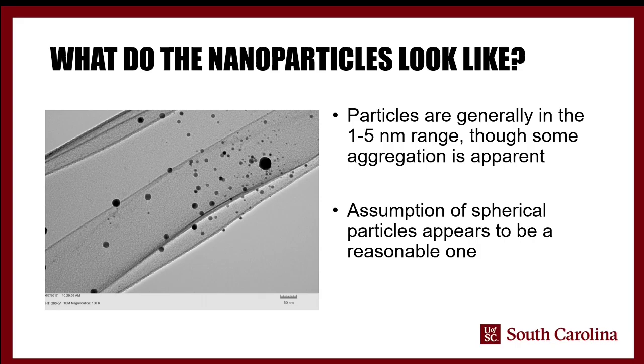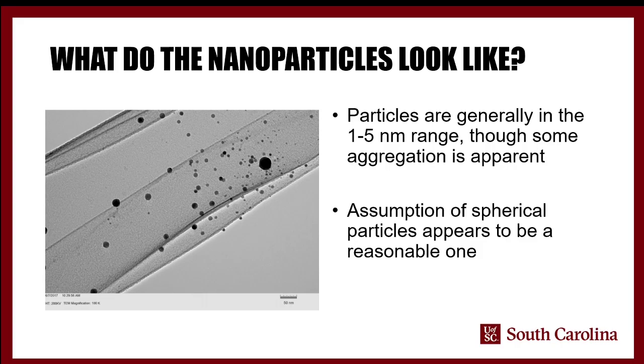And you can see from this transmission electron microscope image, there is clearly some aggregation that happens. So you have some particles that are larger, but for the most part, we generally have spherical particles that are in the 1 to 5 nanometer range. This was confirmed with some dynamic light scattering data that I collected as well.